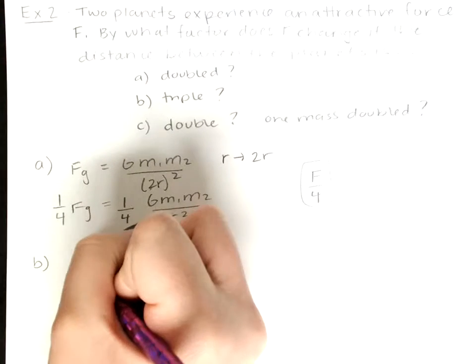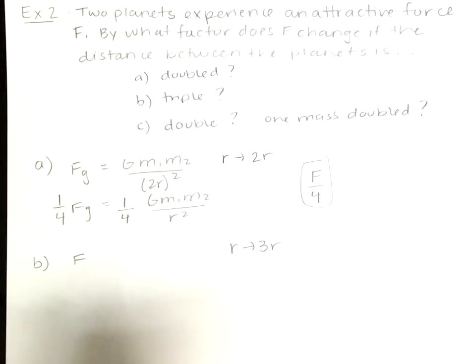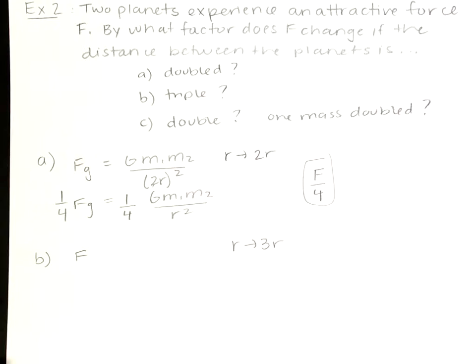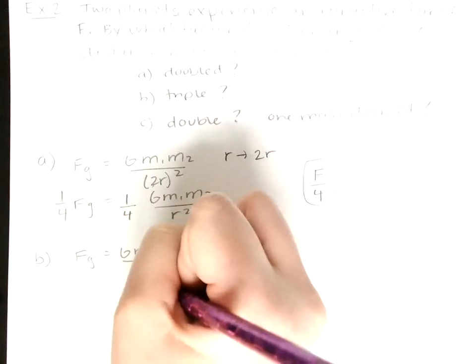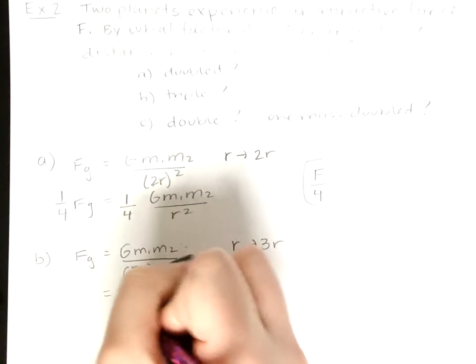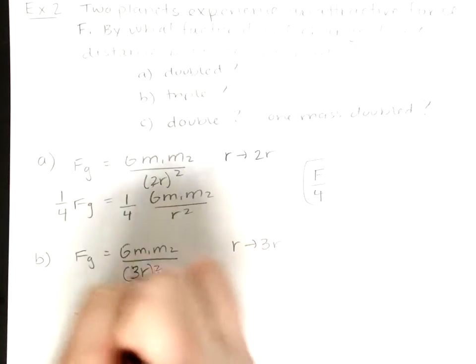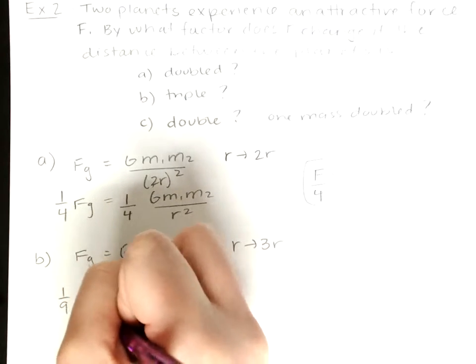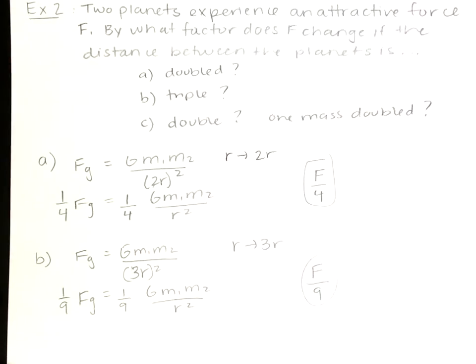Okay, part B. Now we are changing r to 3r. I want you to go ahead and do this problem on your own. Pause the video and then check back in with your answer. Okay, you get 1/9 on the right-hand side, which means we need to have a 1/9 on the left-hand side. So we are decreasing F by a factor of 9.